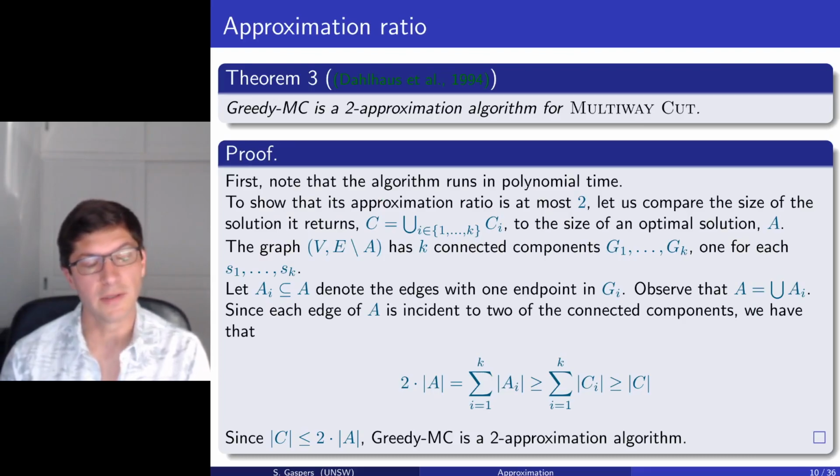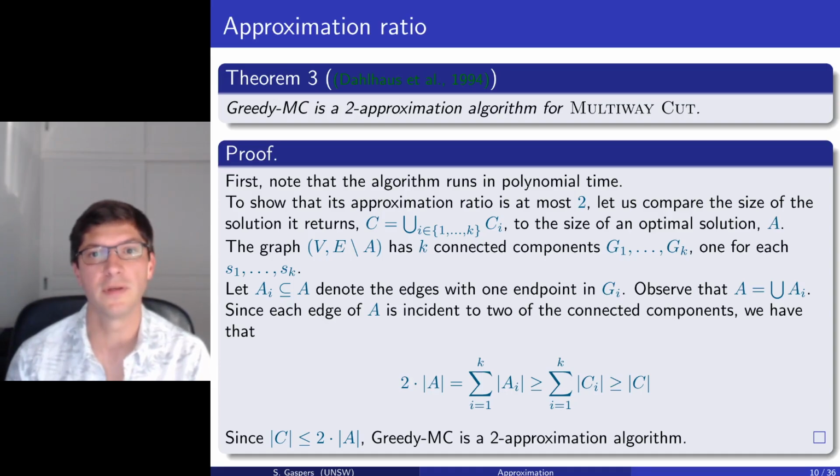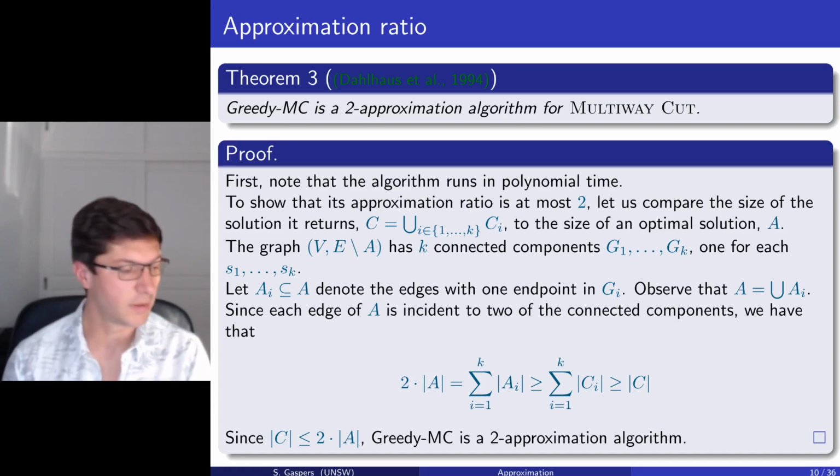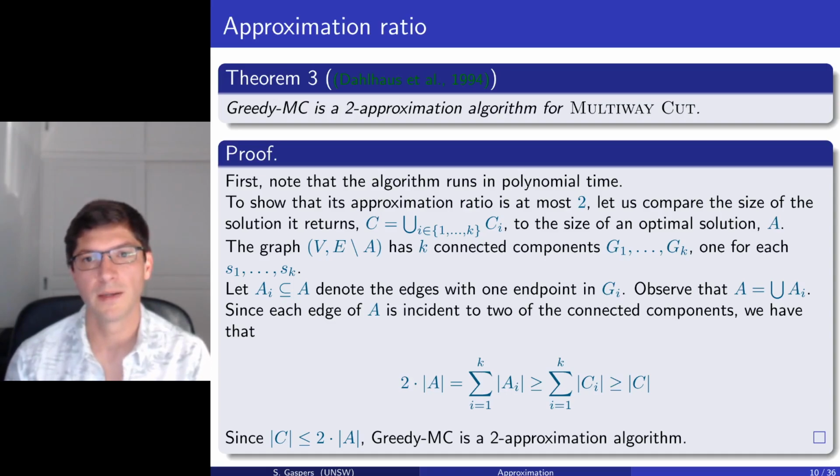Okay, but since each of those edges in the cut connects at most two connected components, we will actually be able to prove that greedy MC is a true approximation algorithm for multi-way cut. So let's see how this works. We already noticed that the algorithm runs in polynomial time. Now, we also observed that it produces a feasible solution. To show that its approximation ratio is at most 2, we will now compare the size of the solution it returns, which is the union of those C_i's, to the size of an optimal solution.